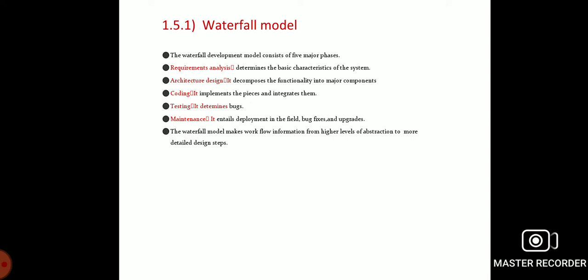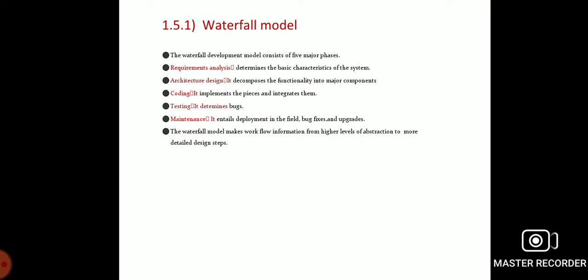number 5, maintenance. Requirements analysis gives the basic characteristics of the system. What are the hardware elements and devices we have to choose, and the equivalent functionality of the software we have to maintain for the device. The architecture design decomposes the functionality into major components, that is, interfacing. So many interfaces are needed, so we are going to design the structure of the architecture.